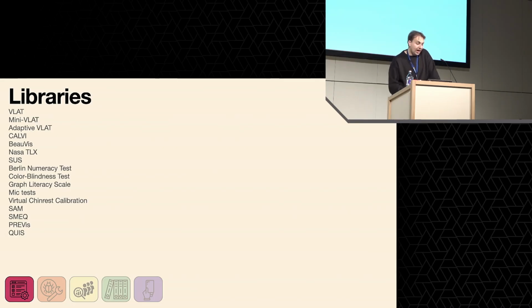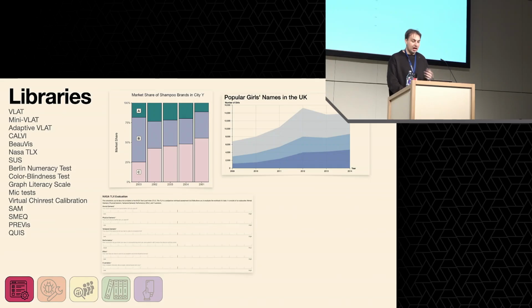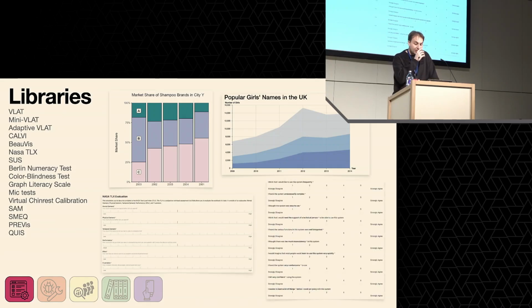Finally, reVISit also has a variety of libraries, which are components or tools that are commonly used in visualization studies, such as VLAT, CalVi, BoViz, NASA TLX, and many more. These libraries can be included within a study, both in their entirety or kind of chopped up as individual components.